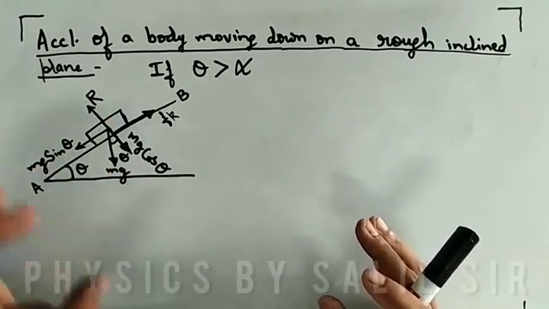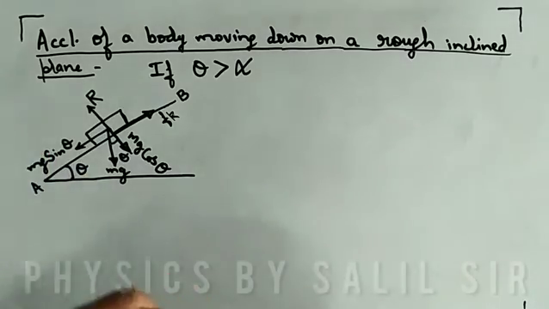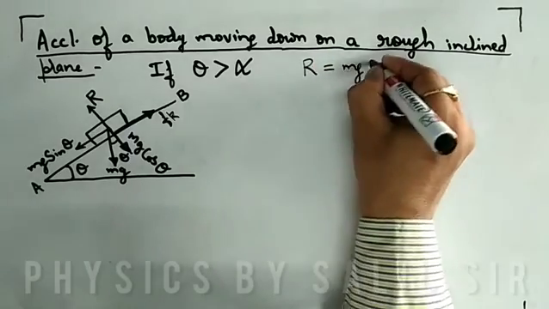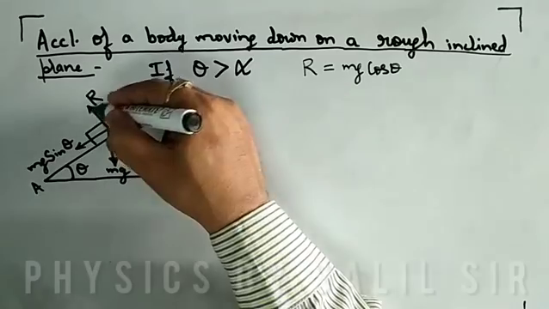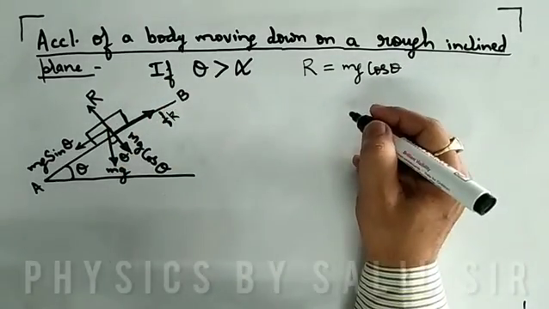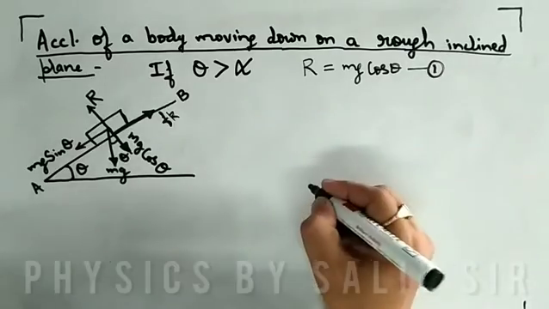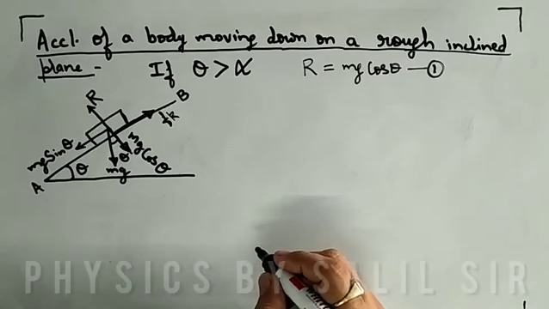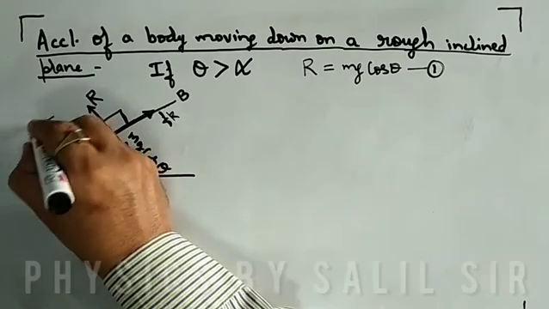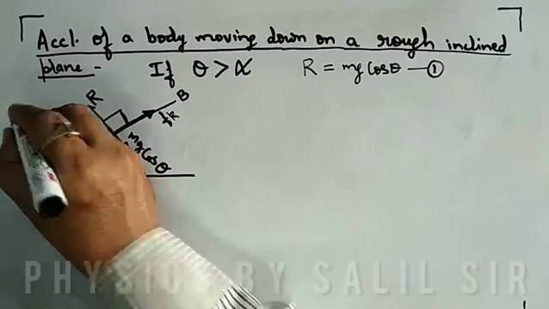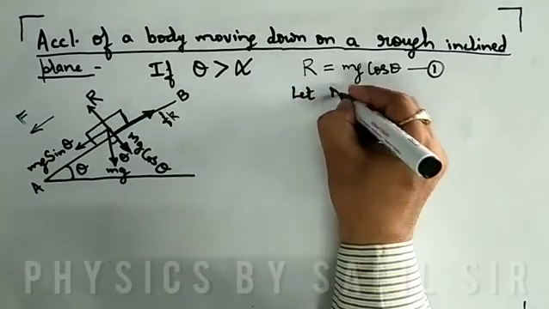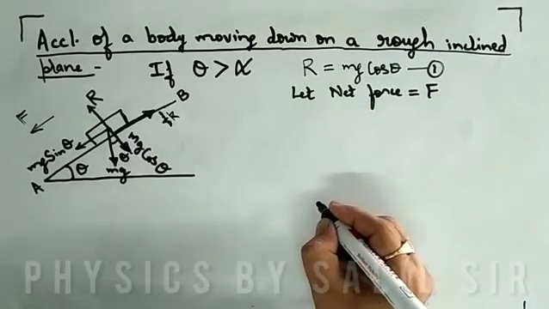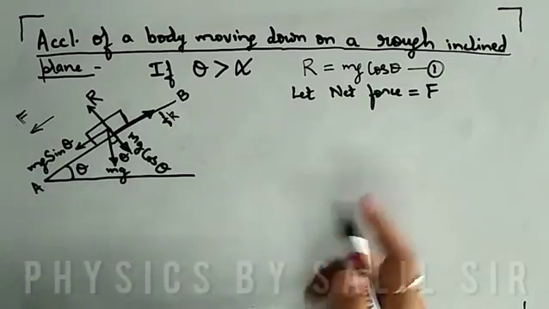Now by observing the diagram, we know that R is equal to mg cos theta. R is in the upward direction, mg cos theta is in the downward direction, so R is equal to mg cos theta. This is equation number 1. And the net force will be in the downward direction, that's why the body is moving in the downward direction. Suppose the net force is F, and the body is moving in the downward direction.